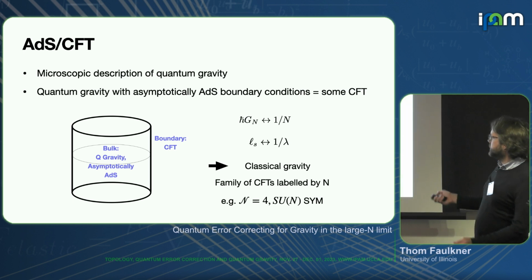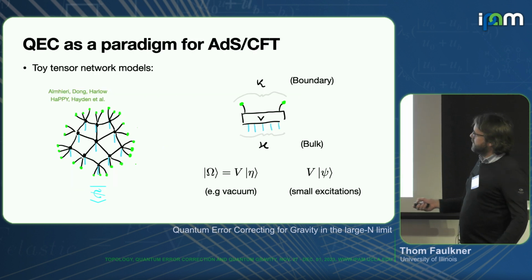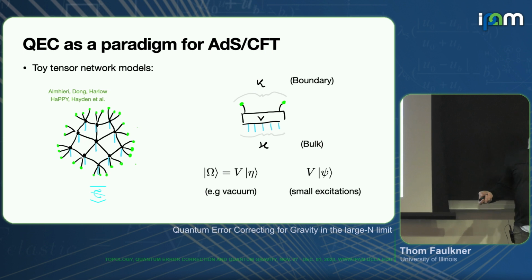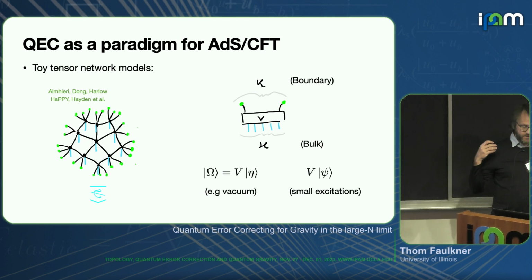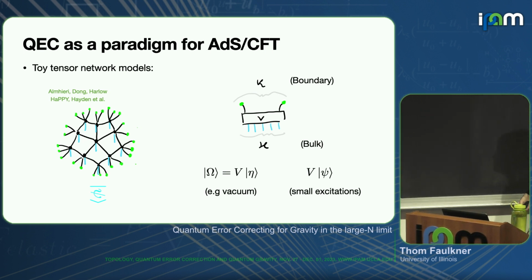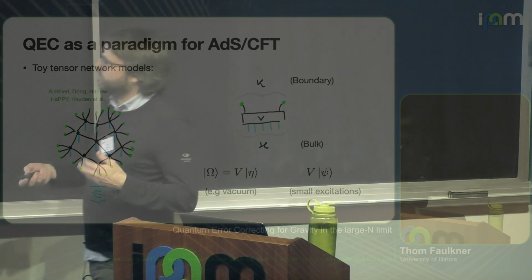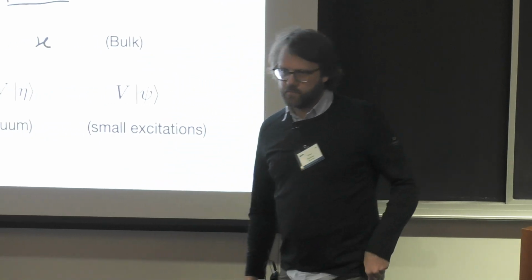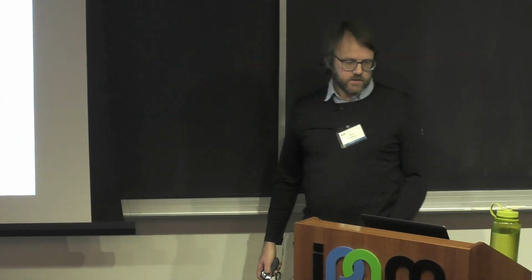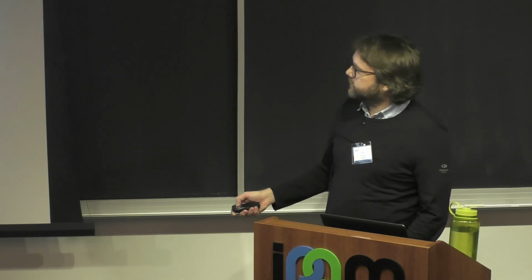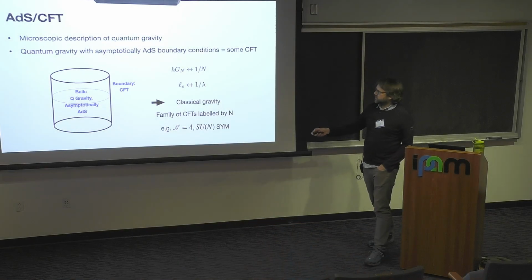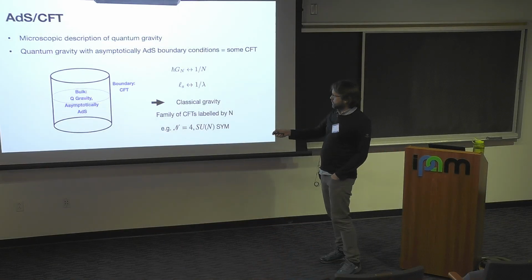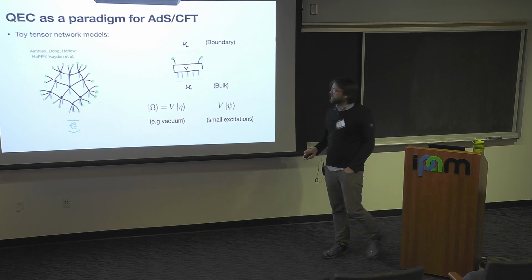Okay. So let me start by giving a review of how people have tried to connect ADS-CFT to quantum error correction. I'm going to do it by just giving you a toy model for what's going on. I told you that ADS-CFT is this duality between some things that are going on in the bulk and some things that are going on in the boundary.